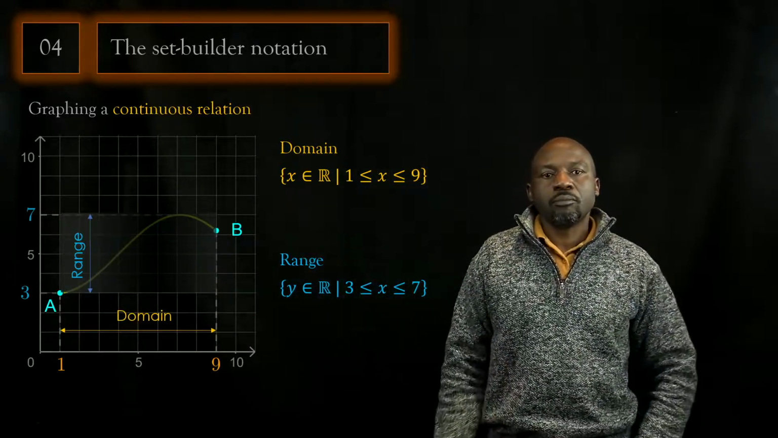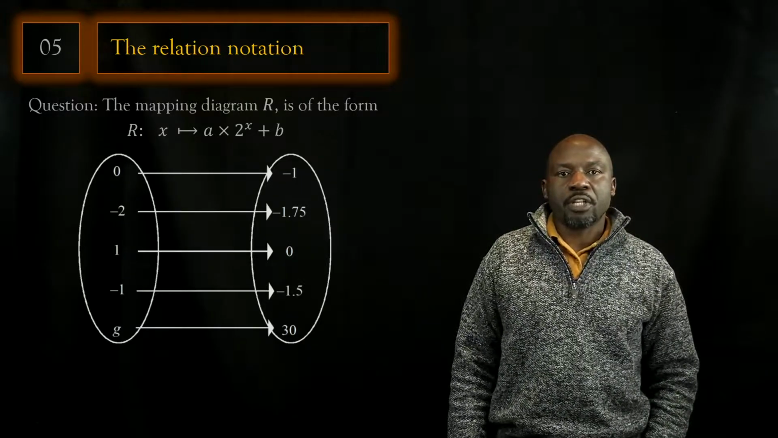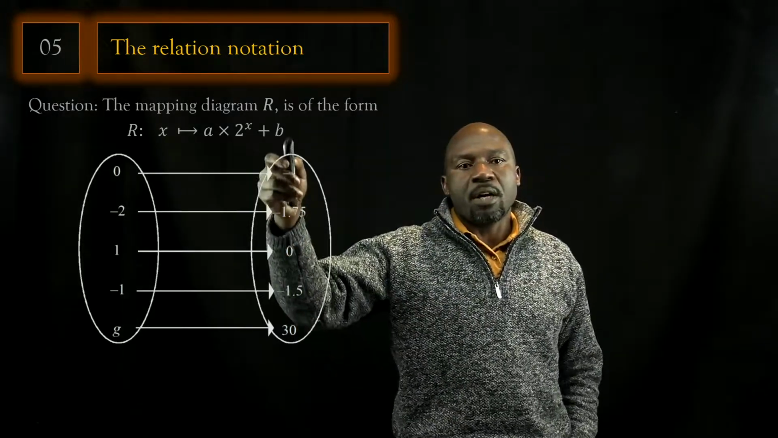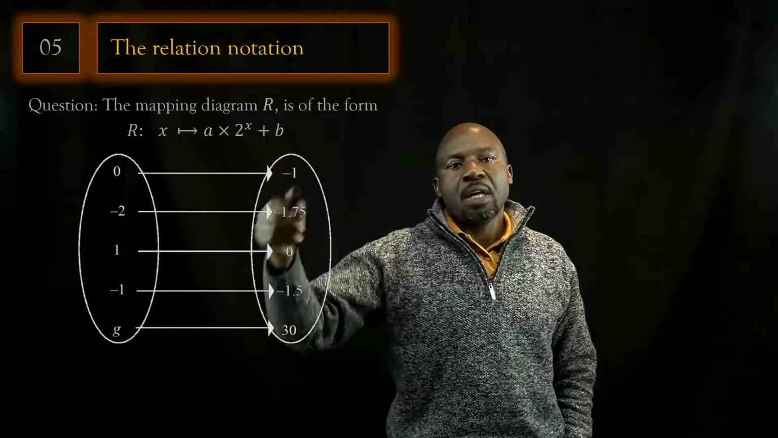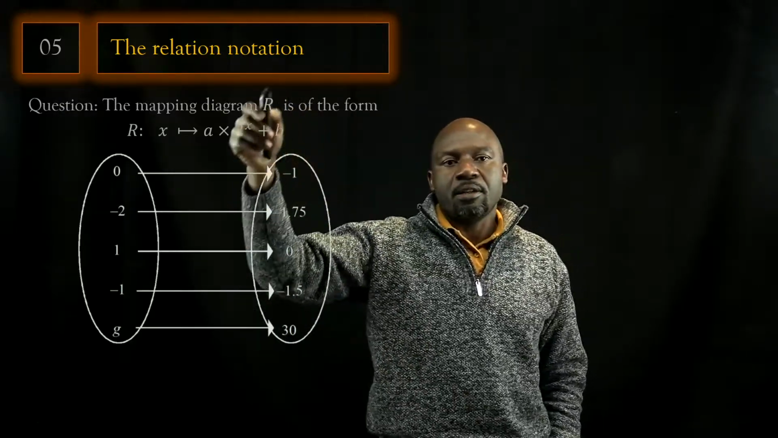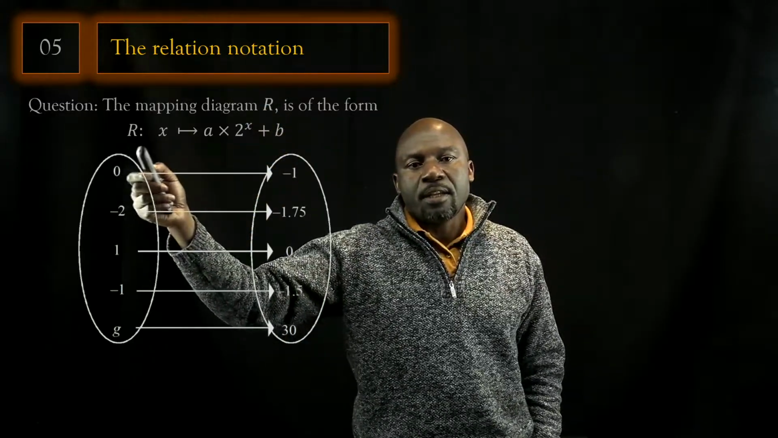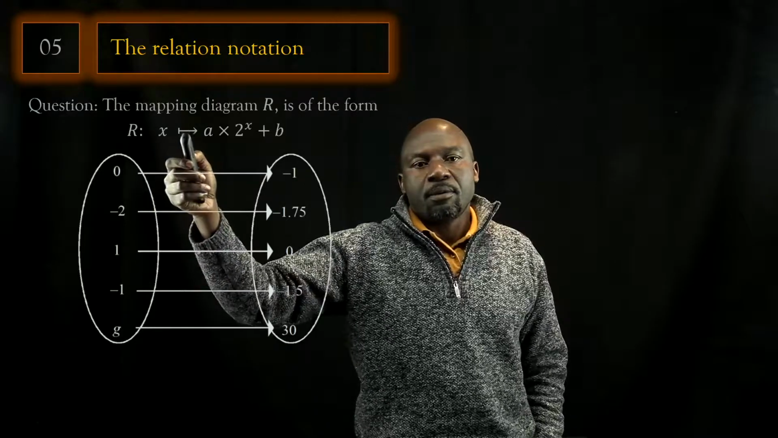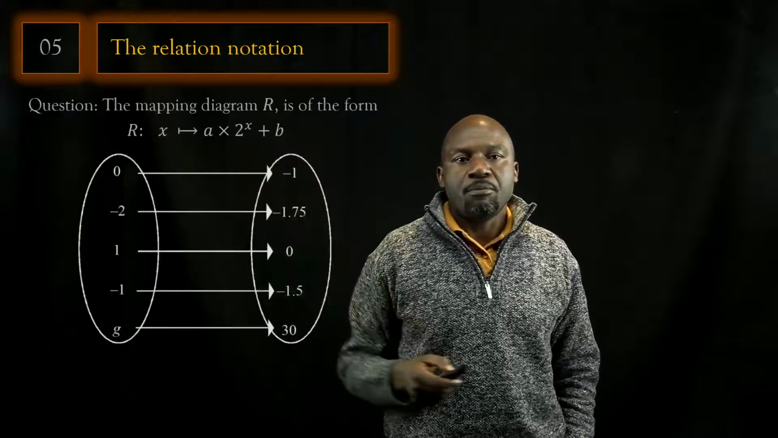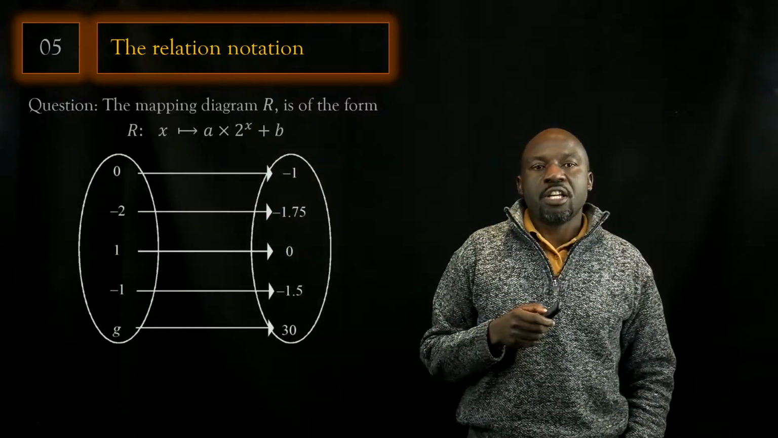All right, let's look at some questions here. A mapping diagram R, where R stands for relation, is of the form: x becomes a times 2 to the power x plus b. So we want to discuss a relation notation.